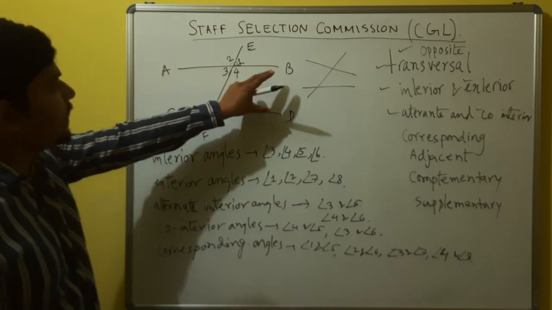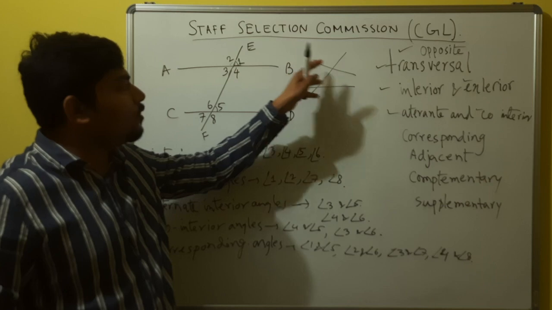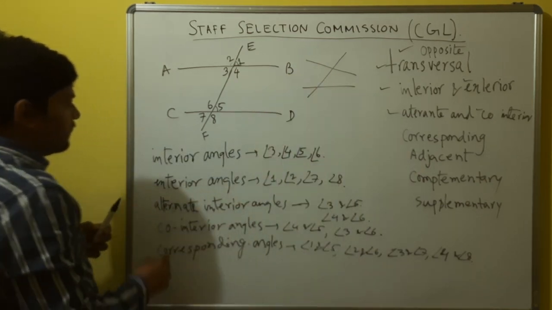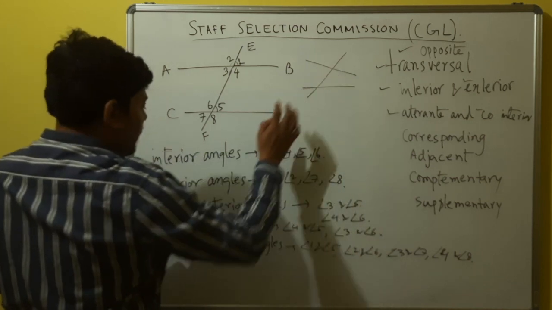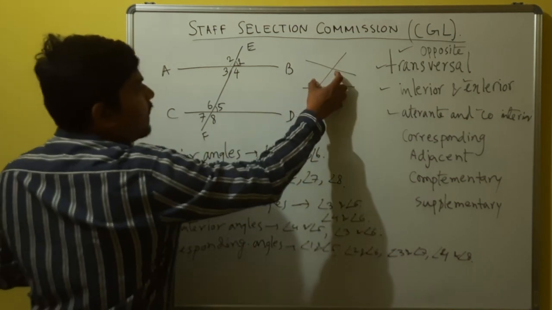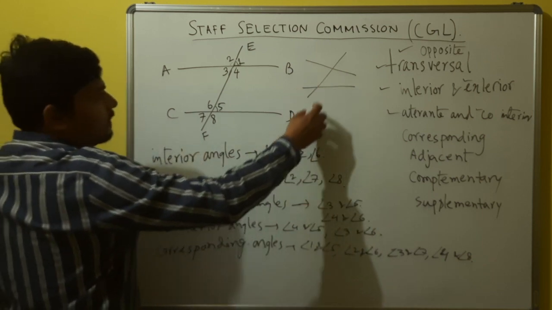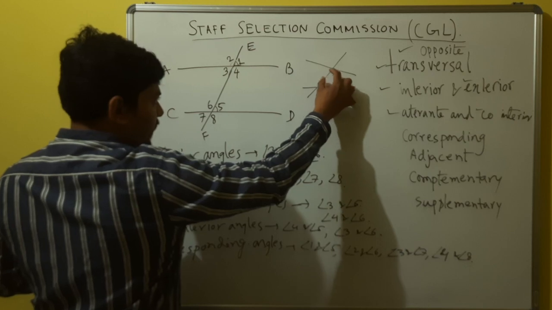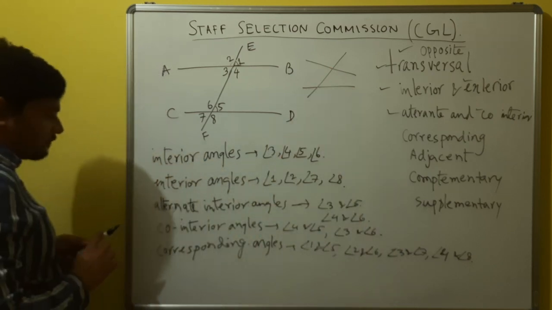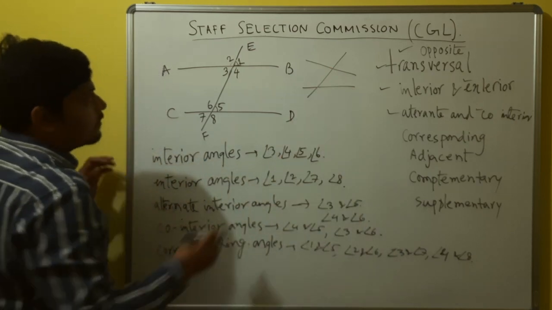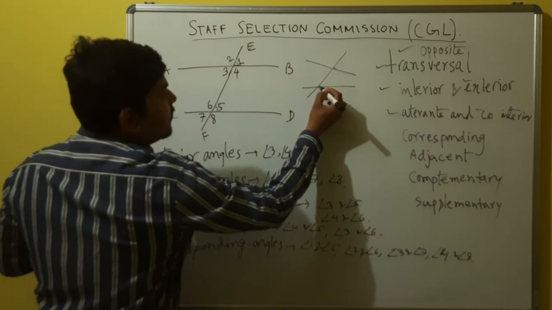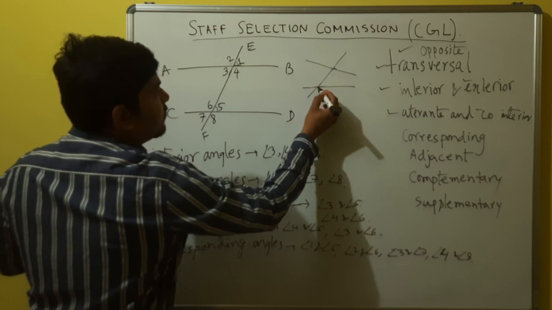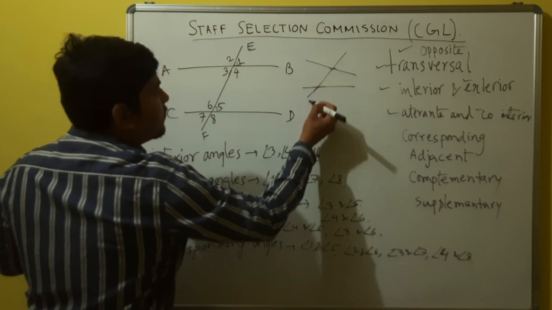Here these two lines are parallel. This is another where these two lines are not parallel. Then also these angles are interior angles, these angles are exterior angles, these angles are alternate interior angles, and these angles are alternate interior angles. These two angles are co-interior angles, and these two angles are co-interior angles. And what about corresponding? This angle and this angle are also corresponding, and so are the other pairs.